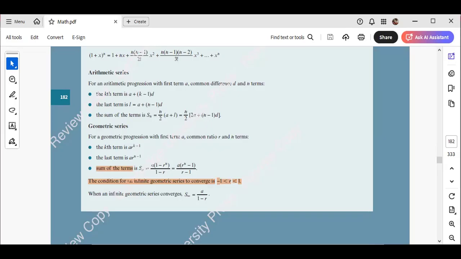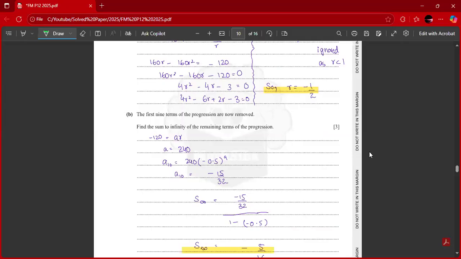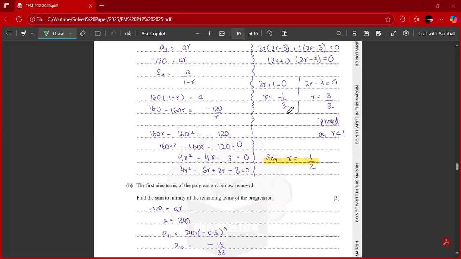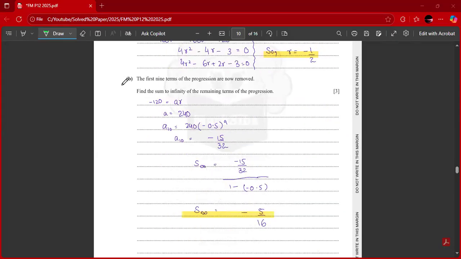So that's why we are going to ignore this value of r of 1.5 and just consider minus 0.5. Now, the first 9 terms of the progression are removed, taken away. They're gone. Now, find the sum of infinity for the remaining terms of the progression. There's a way that I have used to solve this. We could change the first term by removing the first 9 terms. Let's find this next term that's going to start the series now.